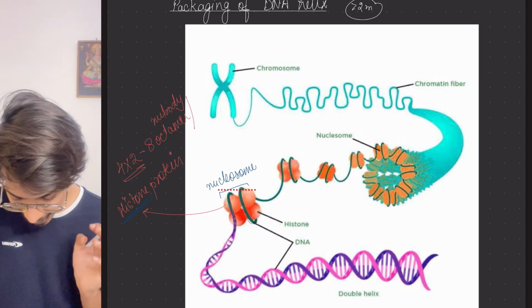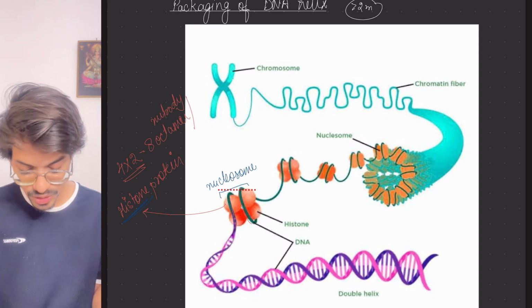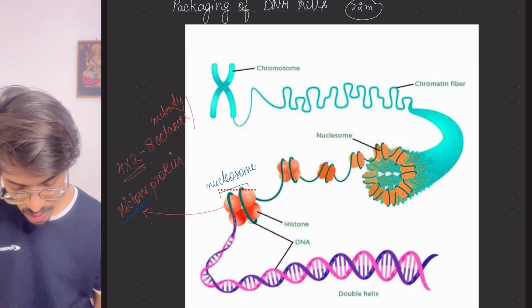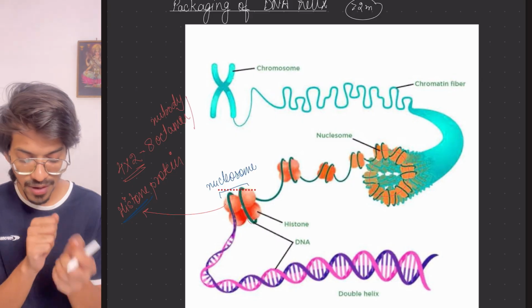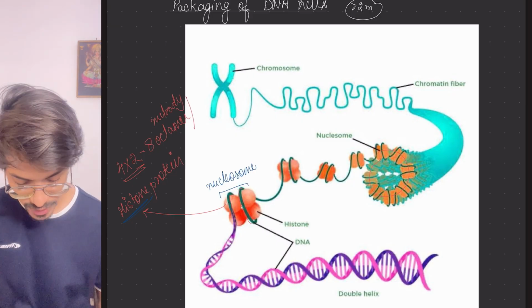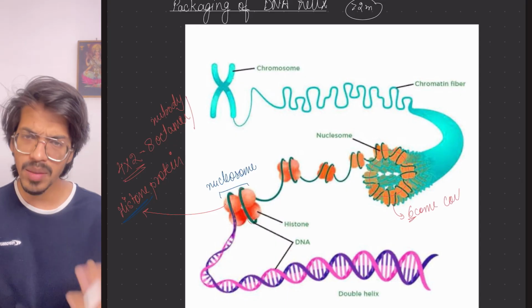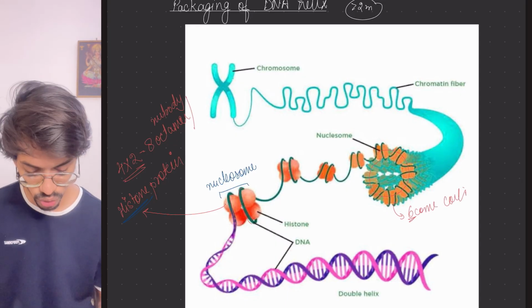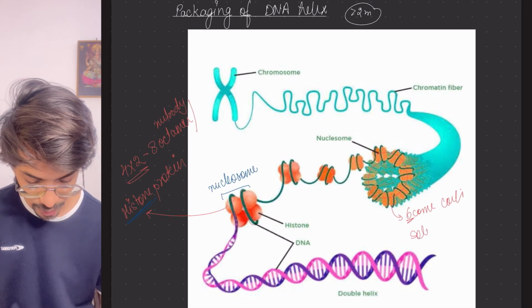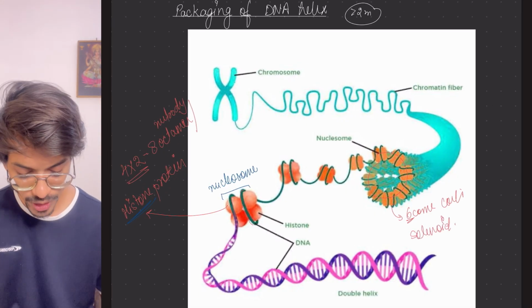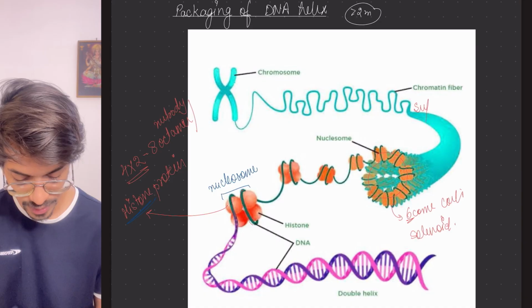Coming back, the next thing is that nucleosomes come together in a set of 6 and coil further. When 6 nucleosomes come together and keep on coiling, it is called a solenoid. From the solenoid, it forms a super solenoid.